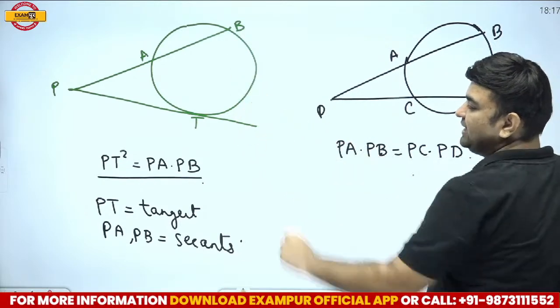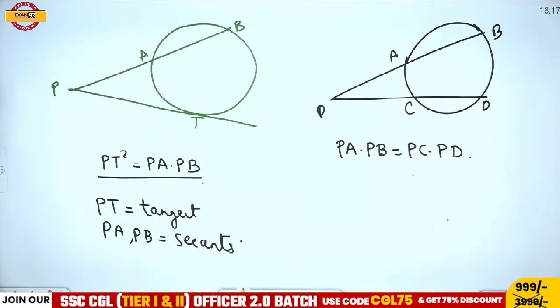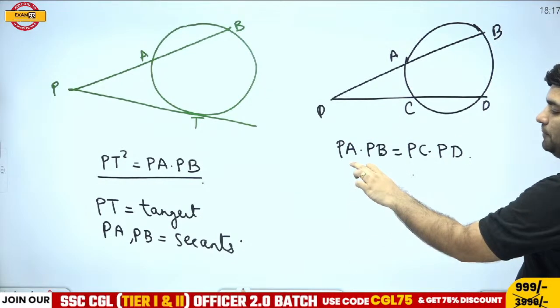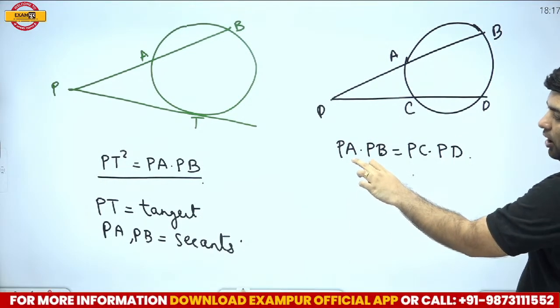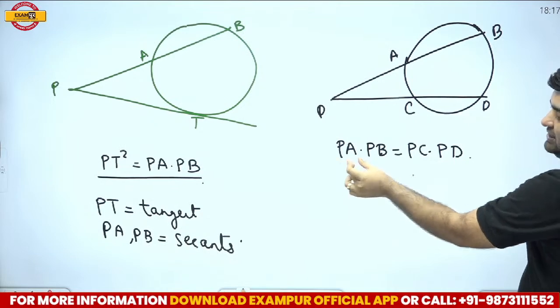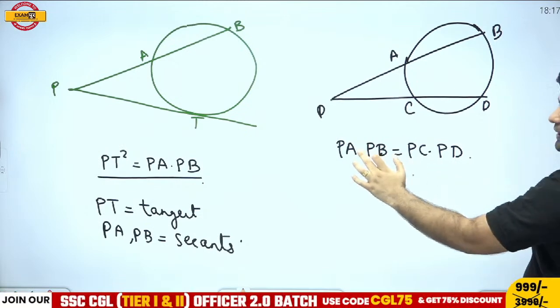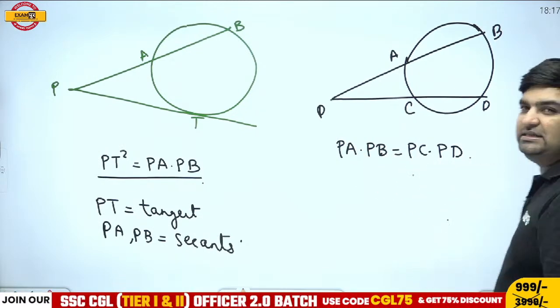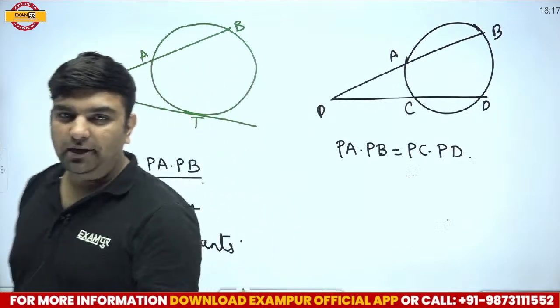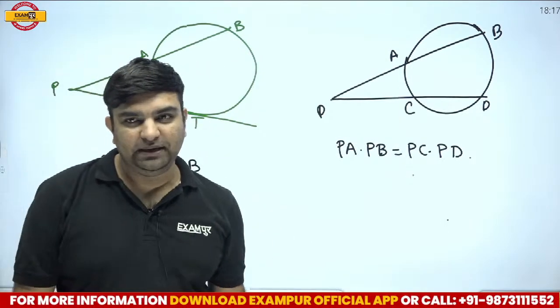One tangent, one secant, or both secants. Whenever you forget, always remember each value starts with P: PA, PB, PC, PT.